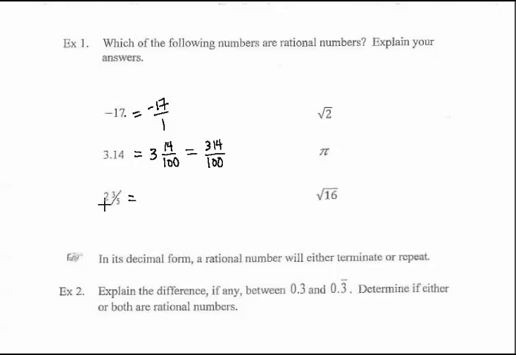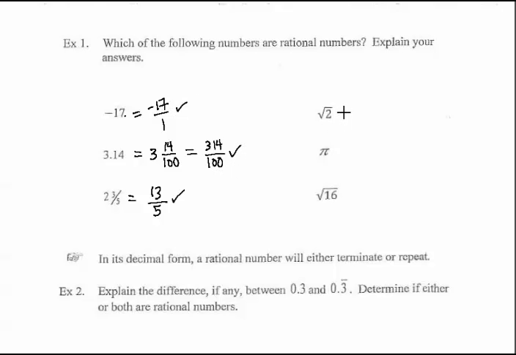Okay, 2 3/5 is rational. The 2 can be worked into the fraction, and we do that by simply multiplying the whole part by the denominator and adding the numerator. So 2 times 5 is 10, plus 3 is 13, and then we keep the original denominator 5 from the fractional part. 2 3/5 written as a fraction is 13 over 5. So all of these numbers on the left are rational.